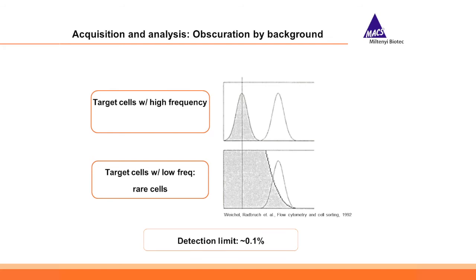And this occurs quite often if you have cells below a frequency of 0.1%. So 0.1% is roughly the detection limit of a cytometer. And below that, this problem becomes more and more drastic. Yeah? So then it will become more and more difficult to see the cells. Okay, so we can visualize these cells much better if we do an enrichment.